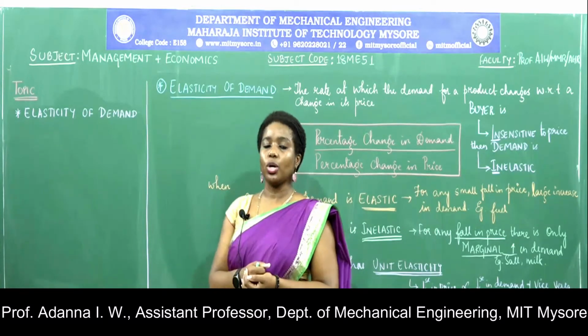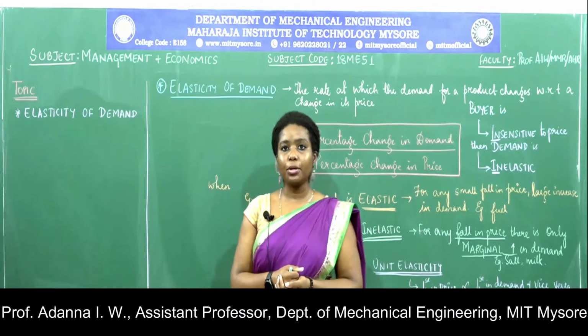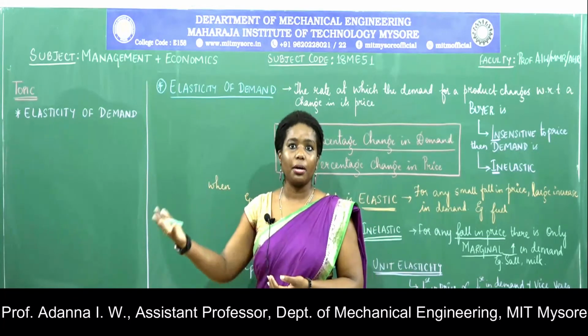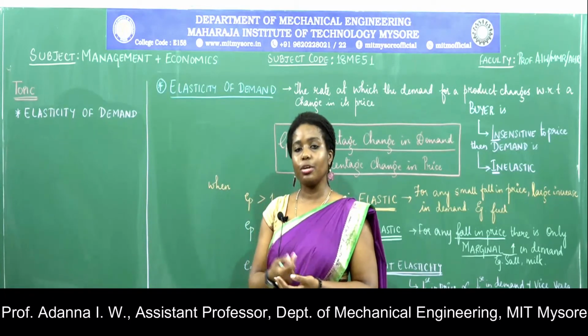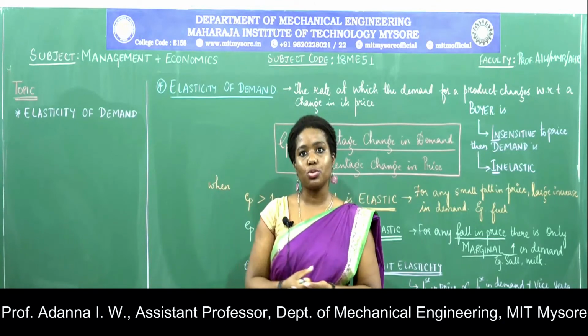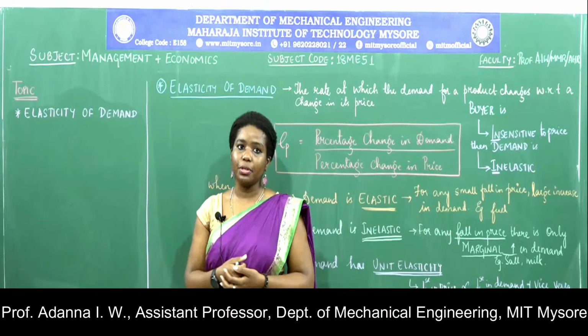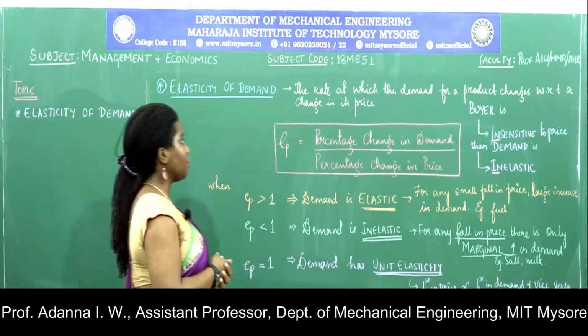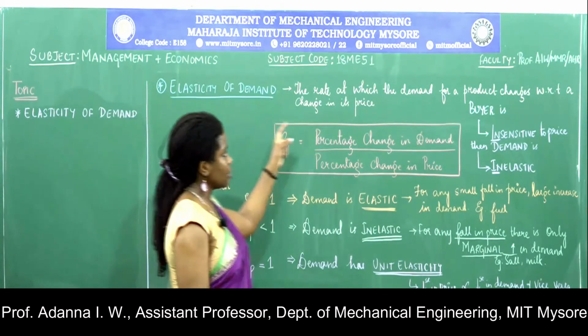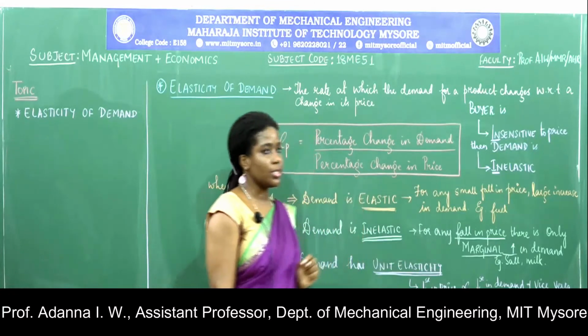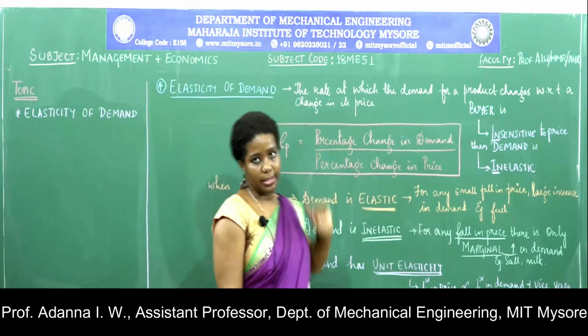For example, here we are talking about demand. So when you are talking about a product, you have two components. Either we are talking about the demand and the price. So if I change the price, what happens to the demand? So when you're studying this, we call this elasticity of demand. Elasticity of demand can be defined as the rate at which the demand for a product changes with respect to a change in its price.